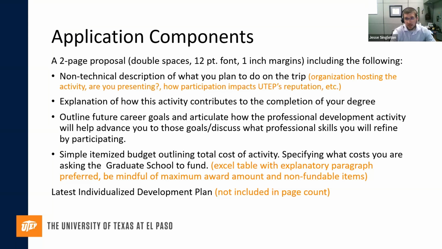So those are the application components. Again, 2 pages total. That includes a budget. Budget, I highly recommend, not require, but highly recommend, an Excel table with an explanatory paragraph, 2-page max, and an IDP. Not that labor intensive.